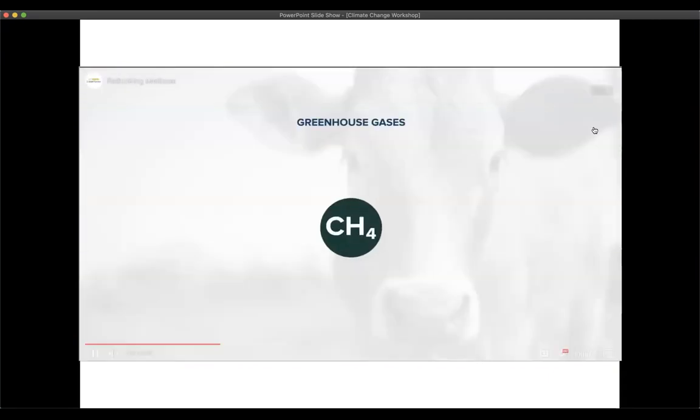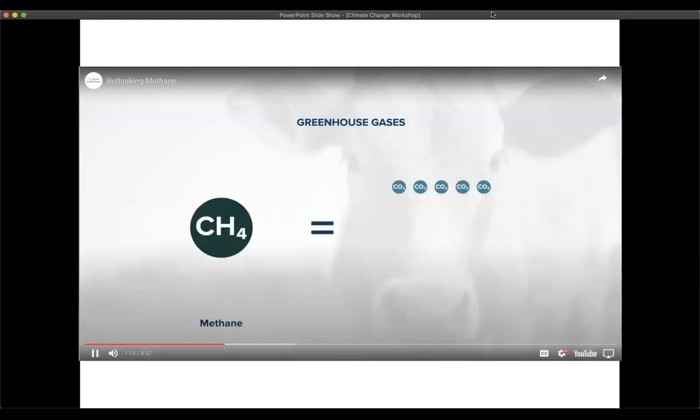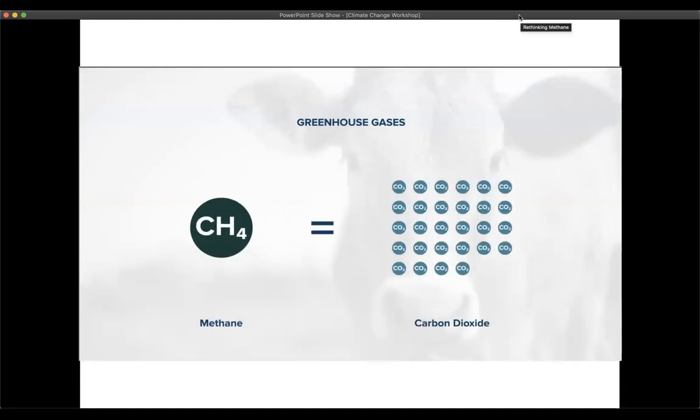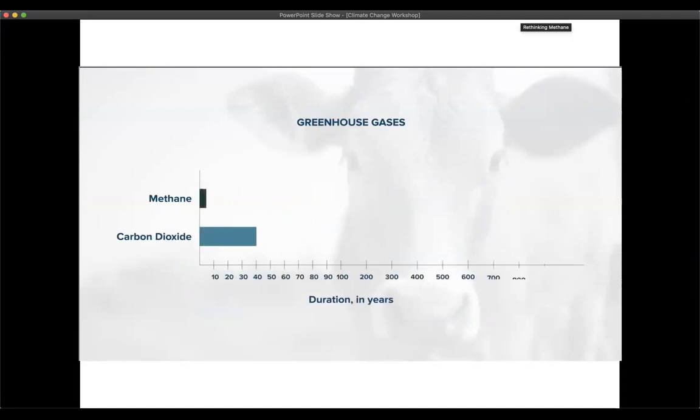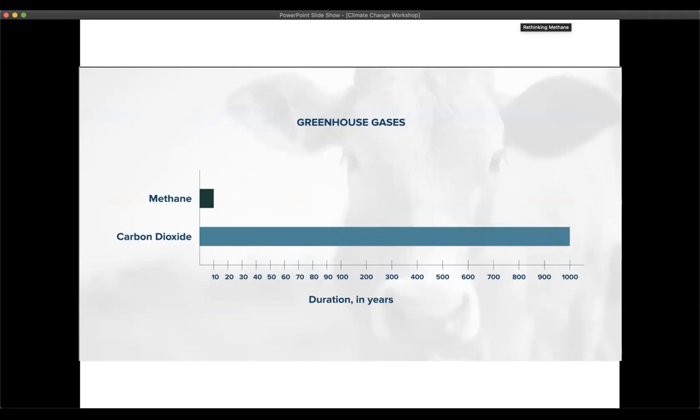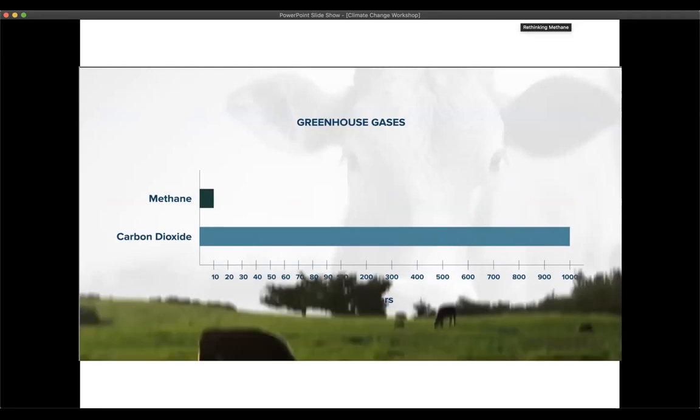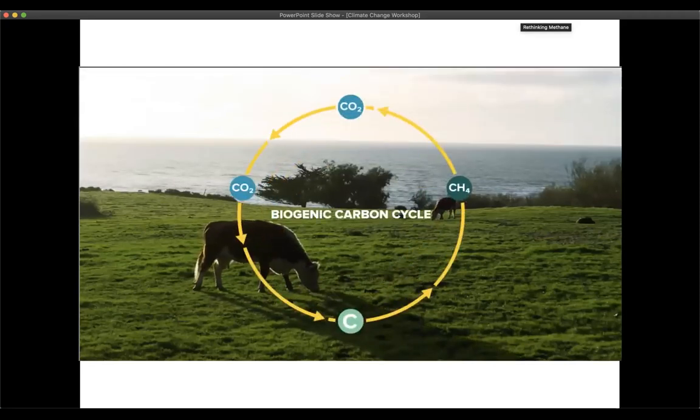Current standards say 1 molecule of methane is as strong as 28 molecules of carbon dioxide over 100 years. And that's true. But methane doesn't live for 100 years. It's a short-lived climate pollutant, staying in our atmosphere for about 10 years before it's destroyed, meaning it's not causing warming for hundreds of years. Carbon dioxide stays in our atmosphere for 1,000 years, building up and continuing to warm long after it's emitted. Methane from cattle is also part of the biogenic carbon cycle, which has been around since life began.